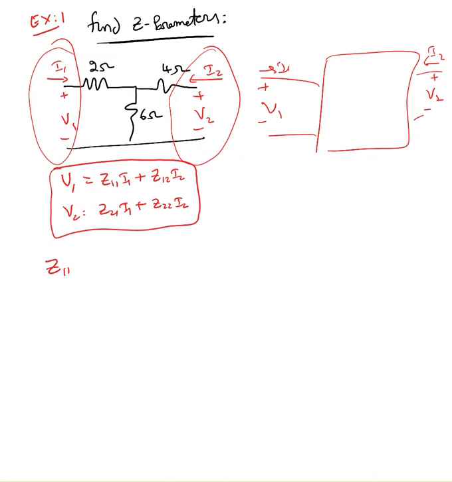So Z11, what is Z11? This parameter must be 0, so I2 must be 0. So Z11 equal to V1 over I1 when I2 equal to 0.